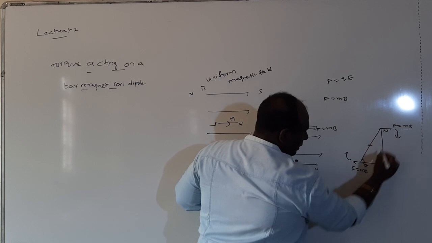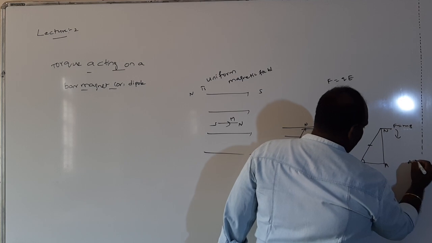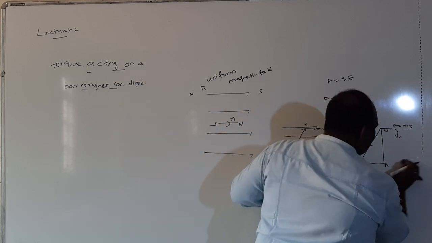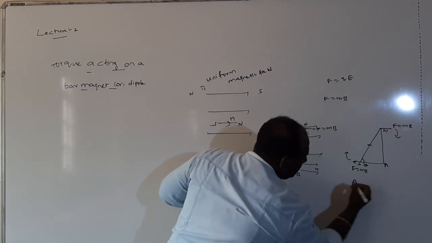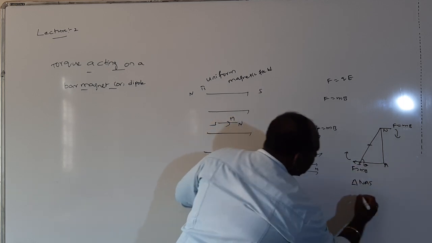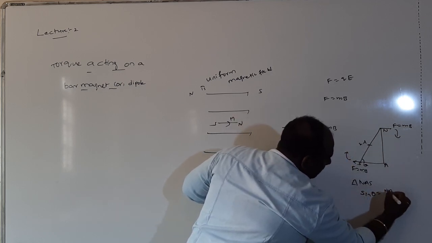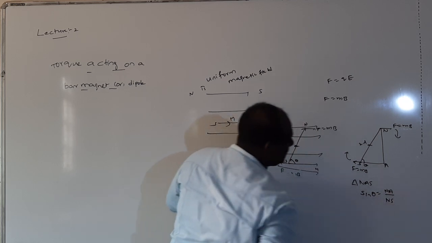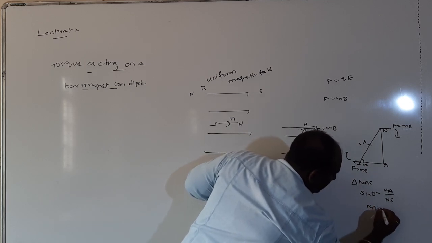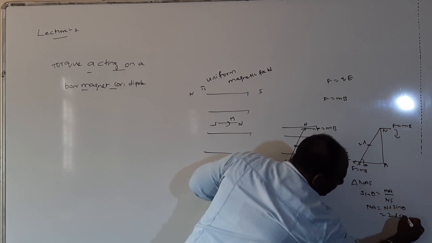Assume this is the north pole, this is the south pole. I am writing this is A. From the triangle NAS, sin theta is equal to NA by NS. NS is the magnetic length 2L. So I can write NA equal to NS sin theta. This NS sin theta I can write as 2L sin theta.